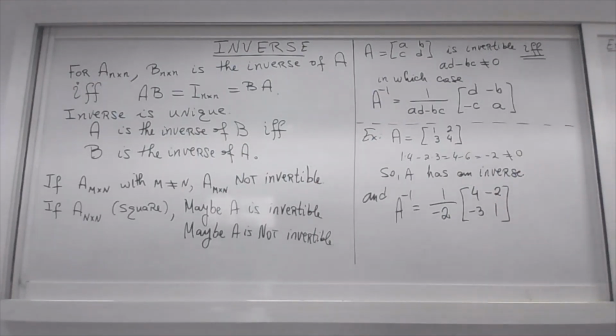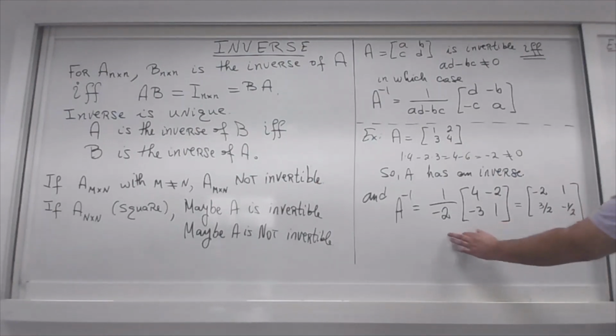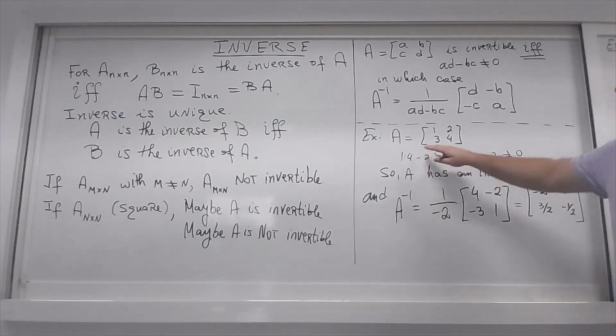So that's it. If you wish, you can put the fraction inside or leave it as it is. It's up to you. It doesn't change anything in life. So this will be negative 2 and 1, 3 over 2, and negative 1 over 2. So you can write it, keep it like this or like this. It's up to you. So this is the inverse of this matrix.